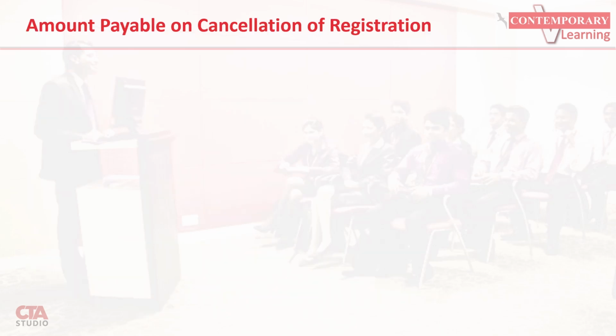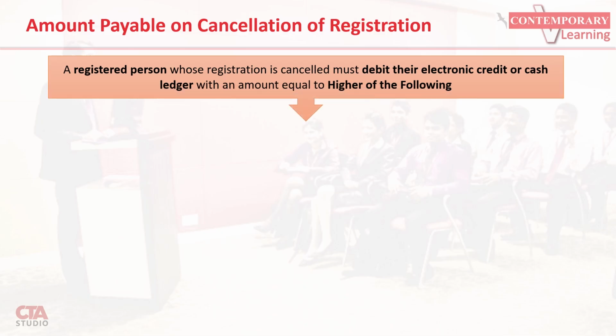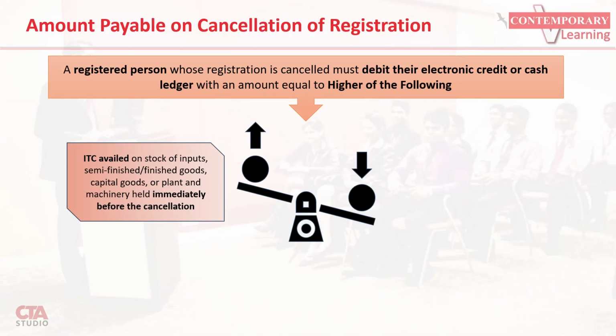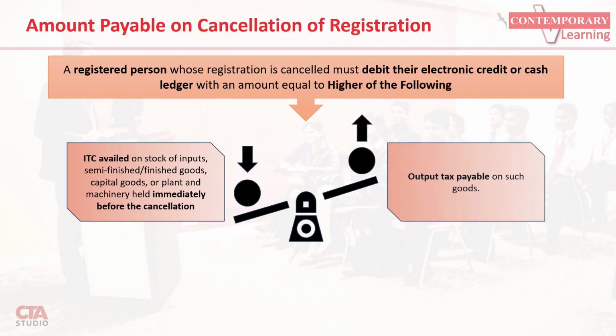Let me explain the financial implications when registration is cancelled, which is covered under Section 29(5). When a registered person's registration is cancelled, they must debit their electronic credit or cash ledger with an amount equal to the higher of the following. First option, ITC availed on stock of inputs, semi-finished, finished goods, capital goods, or plant and machinery held immediately before the cancellation. Second option, output tax payable on such goods.